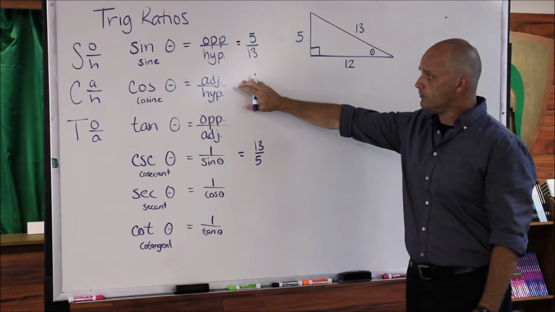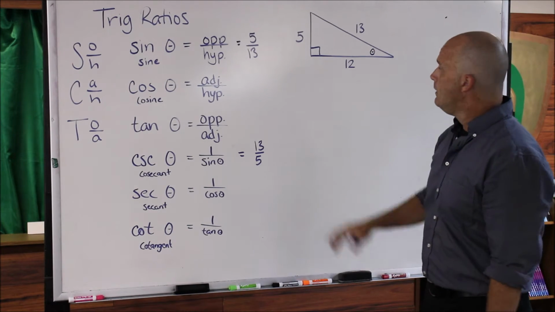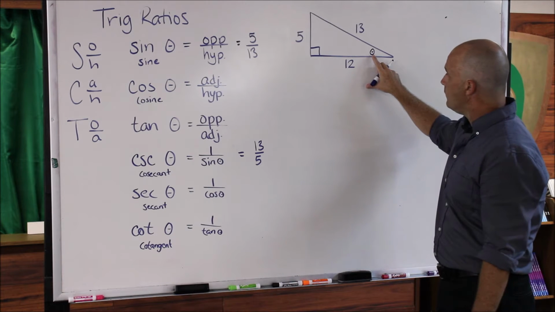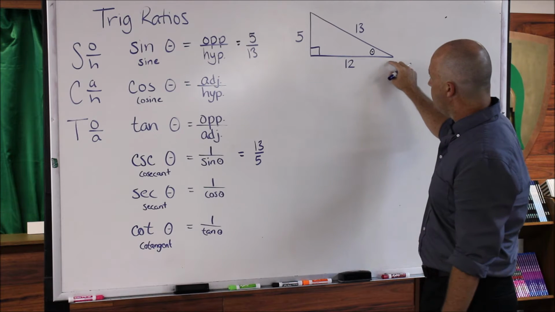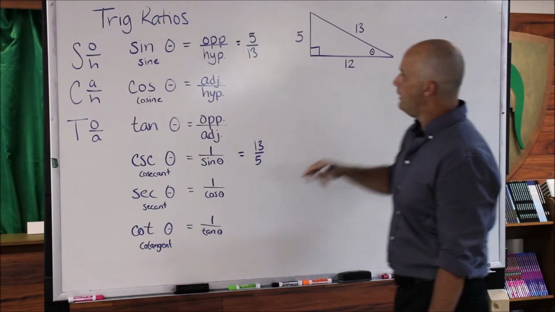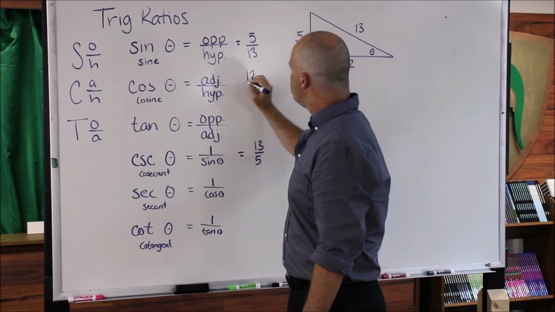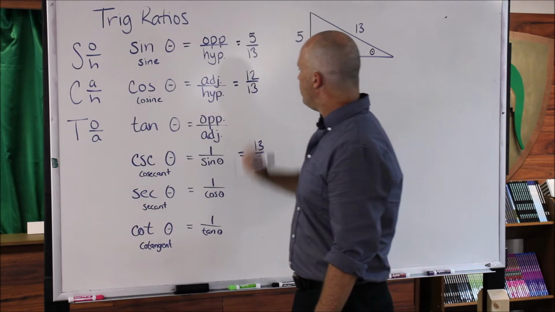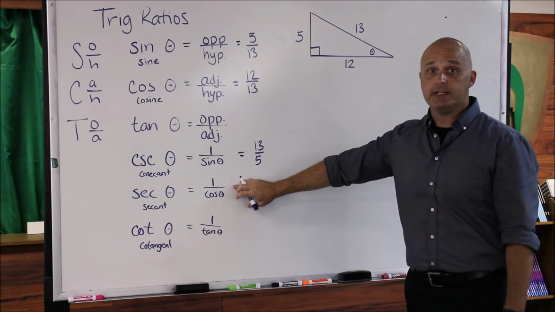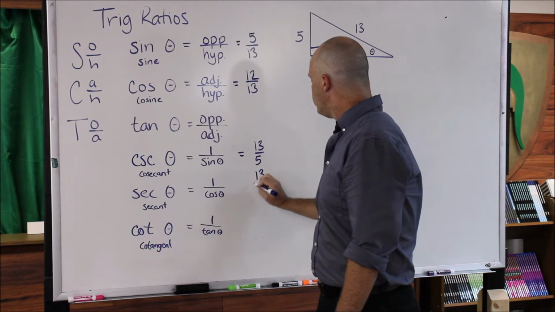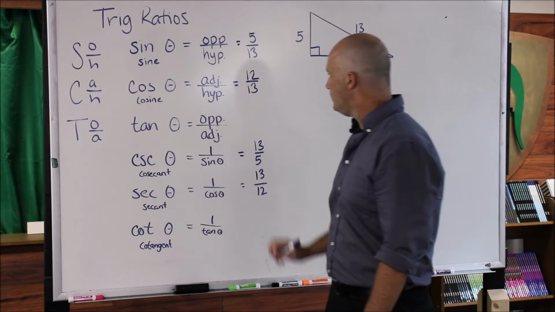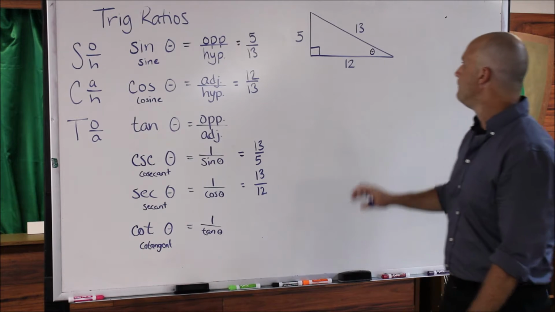Now if we're looking for the cosine of theta, again, identify the angle, and then we're going adjacent, so the side that's adjacent to this angle is 12, and the hypotenuse is 13, so this becomes 12 over 13. To get our secant of theta with this exact triangle, we're just going to flip that, and it becomes 13 over 12. So you can see that this is not too terribly difficult here.